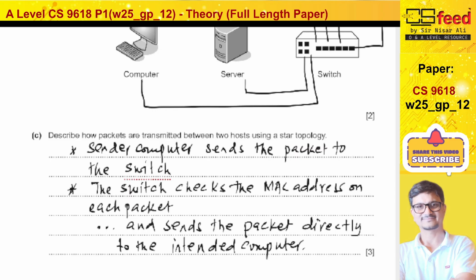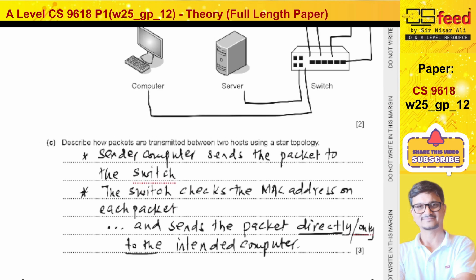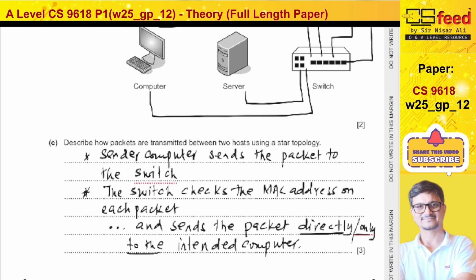Now in this answer, if you do not write this, directly to the intended, the word directly is important. Or we can write and sends the packet only to the intended. You can also write only. This only or directly is important to be mentioned in the answer, only then you get the mark for it. If you see the marking scheme, you will also find this underlined.